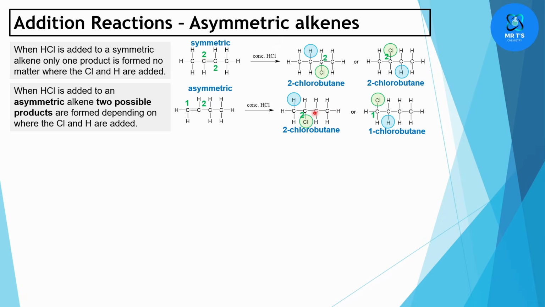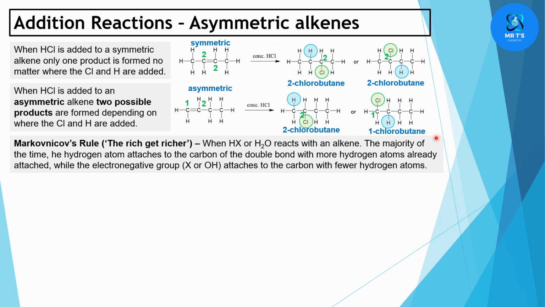Now, which one of these products is more likely to occur? Well, we use a rule called Markovnikov's rule to work out which one will happen the majority of the time. Markovnikov's rule is as follows. The majority of the time, the hydrogen atom will attach to the carbon that has the most hydrogens attached to it already. In this asymmetric example on the top here, the carbon that has the most hydrogens is carbon 1. And the carbon that has the least is carbon 2. So for the majority of the time, the hydrogen will attach to 1 and we will get 2-chlorobutane.